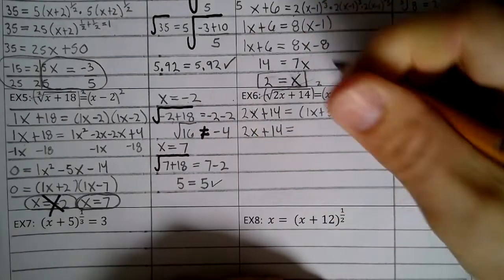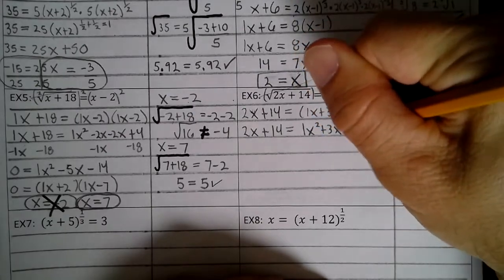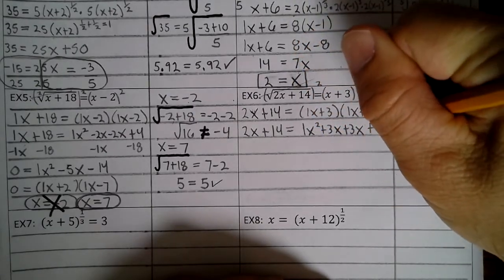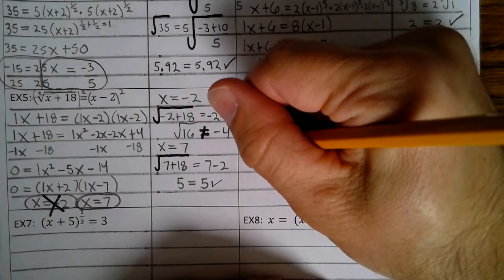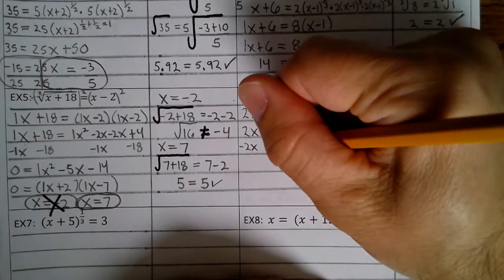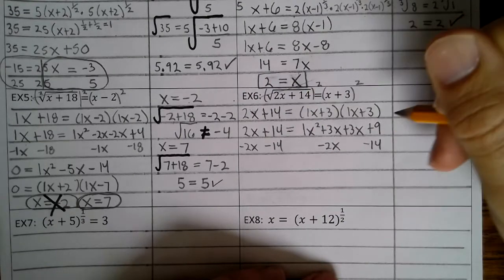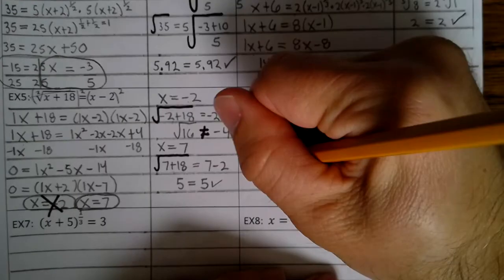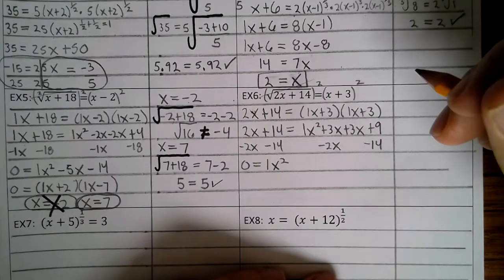We need to subtract 2x and negative 14 from both sides. So then you're left with 0 equals 1x squared plus 4x minus 5. So we need to factor. So two parentheses.